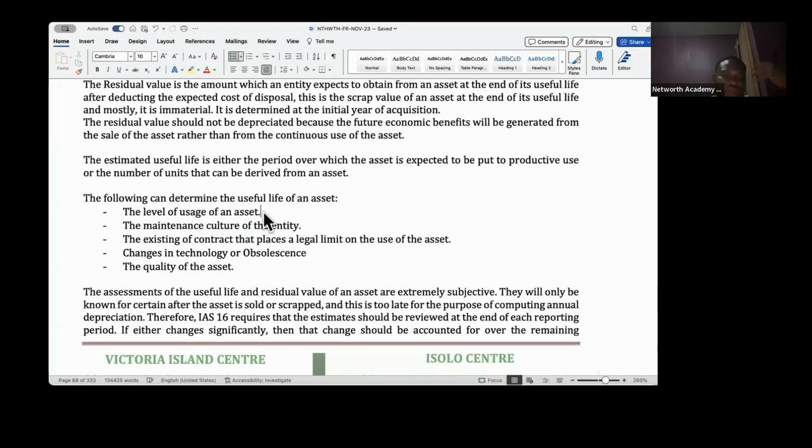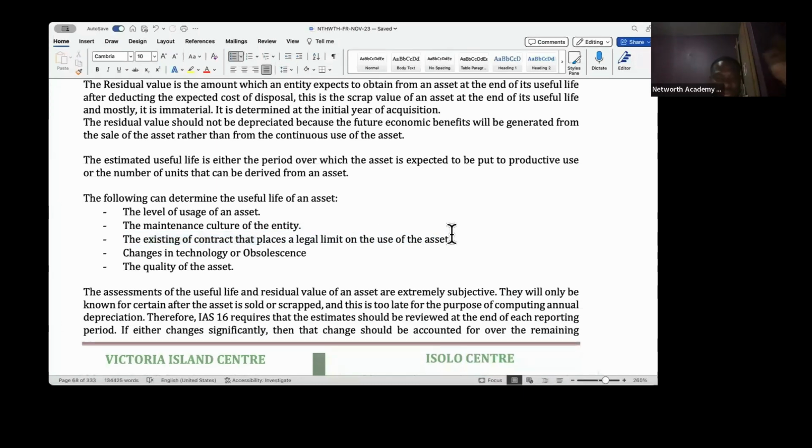So the level at which the one that has 1 car will be using it will be very high. So the useful life of that asset will be very small. So level of usage can determine useful life. Another one is the maintenance culture. If you are servicing it regularly, then it's likely that the useful life would be higher than somebody who doesn't maintain the assets. Another one is there is a contract that places legal limits on the use of the asset.